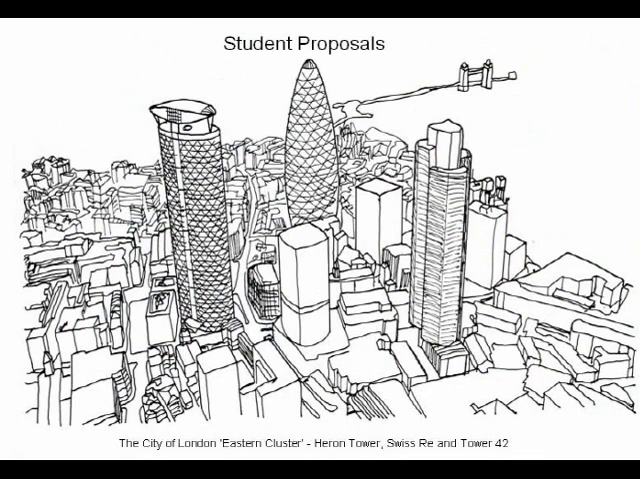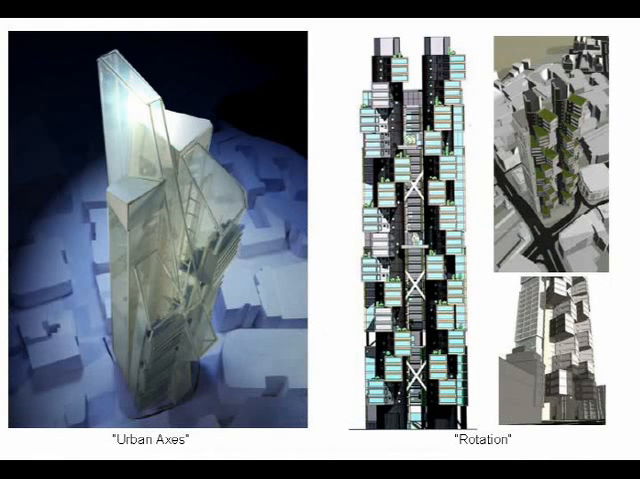Okay, just some of the student proposals. That's the eastern cluster that Peter was talking about. Actually, it's not, because there's one student proposal there. But you see Swiss Re, Tower 42, and there's a lot of other proposals for new towers that you've seen already. Just a bit of eye candy, some of the student approaches. I'm not going to go into depth, I'm going to just concentrate on 3 different projects.